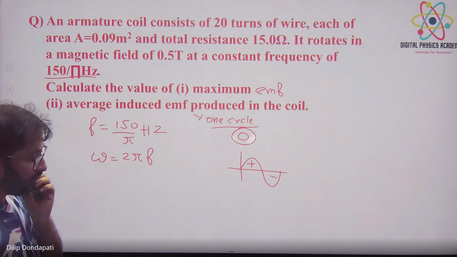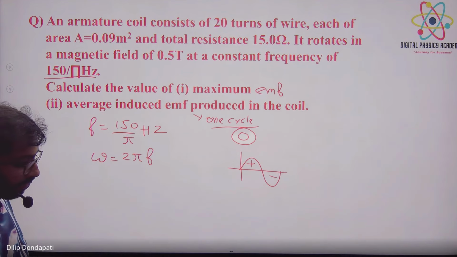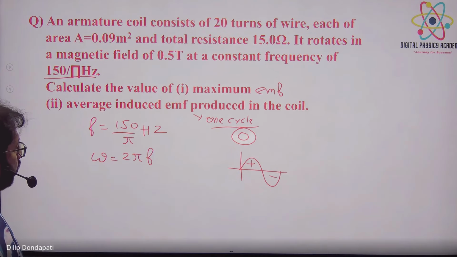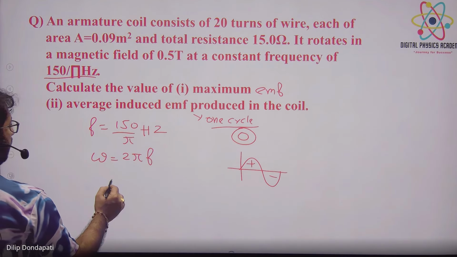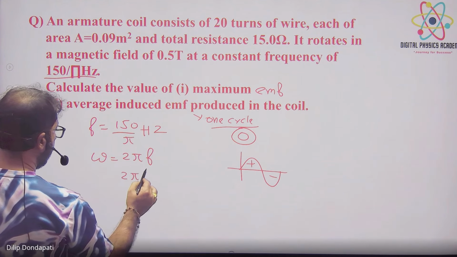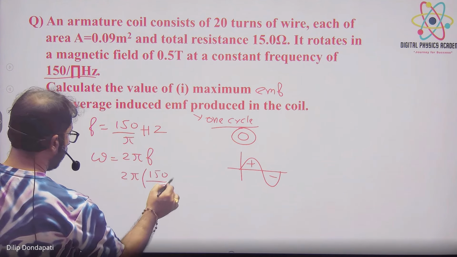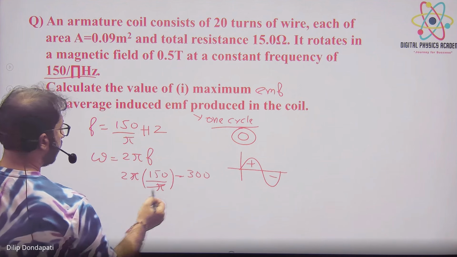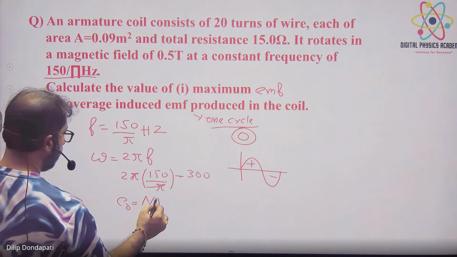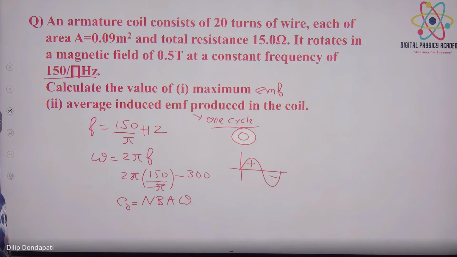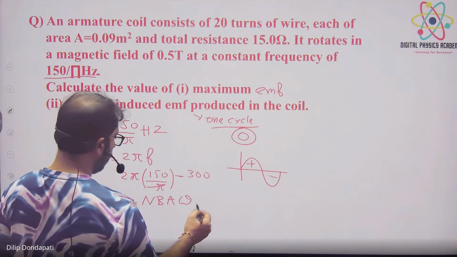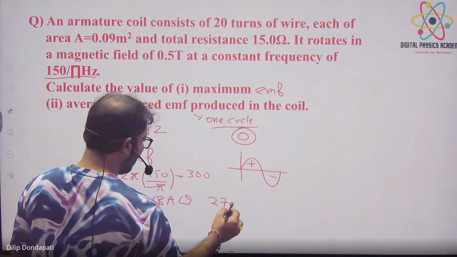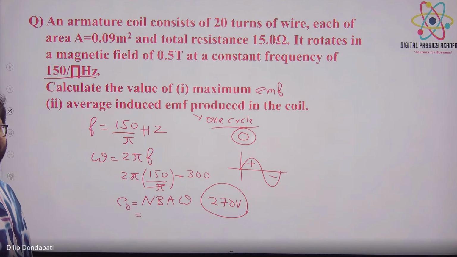And the first one, maximum EMF, NBA omega. 2 pi f is 2 pi into 150 by pi, so pi cancels, 300. So E naught is NBA omega. Substitute values. 270 volts is the answer. Okay, done.